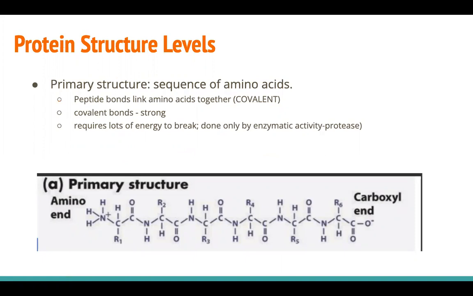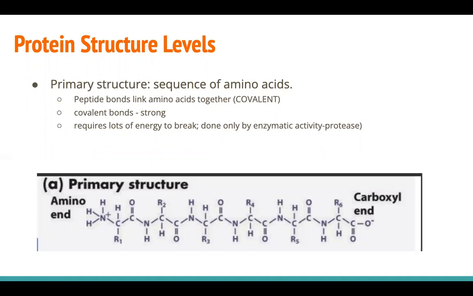And so if you ever got a question about what levels of protein structure would be changed if you took out one of the amino acids, primary structure would definitely be changed, because if you started off with A, B, C and you took out B, that's not the same sequence of amino acids that you had in the beginning. So your primary structure is changed. Those are kind of common questions that you might get.